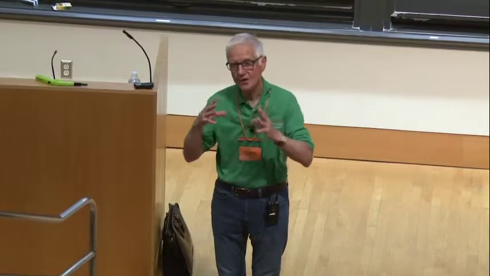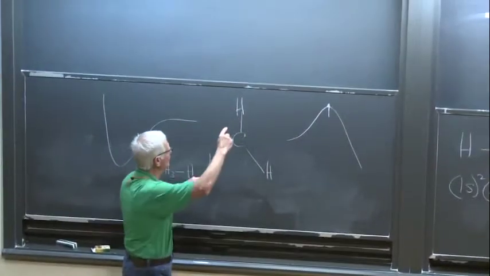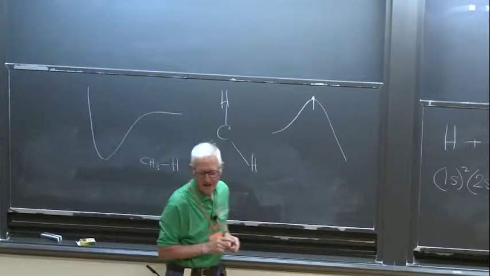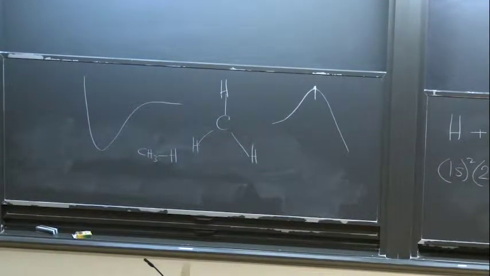And then finally, we've got what's called the umbrella mode, which is where these hydrogen atoms move out of the plane. So basically, the CH3 is, I can't really do it, but it's sort of doing that. So these H's are coming out of the board together, or they're going into the board together. And that's a low-frequency vibration, a frequency of 606 wave numbers.